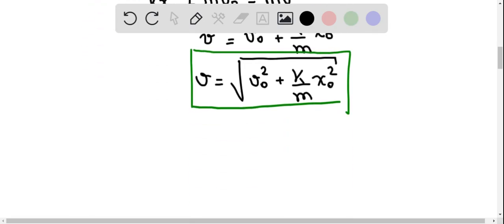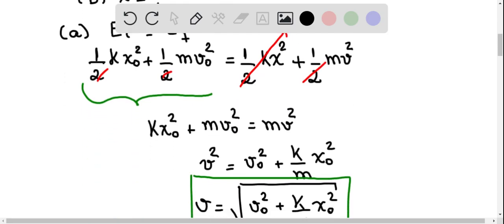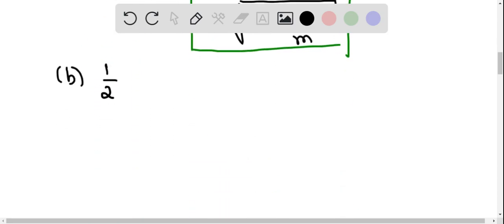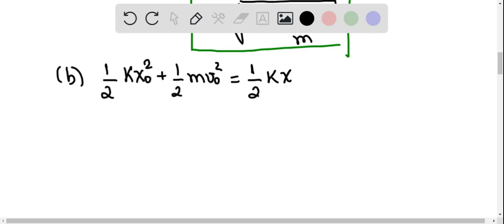And in question B, we have to find the maximum value of the stretching. So in this case, v must be 0. So the kinetic energy is minimum, so that the elastic potential energy is maximum. So we have 1/2 of k x0 squared plus 1/2 of m v0 squared is equal to 1/2 of k x squared.